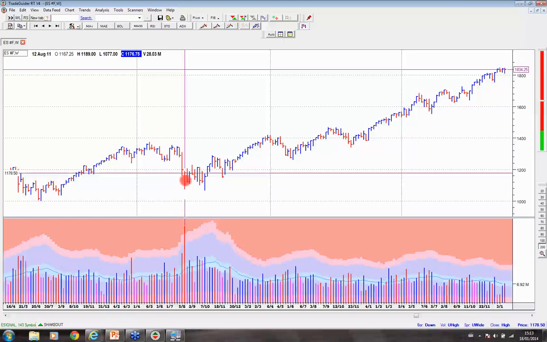What do you all notice about the close of the bar? Just type it in for me. What do you notice about the closing price on this bar with the very massive volume? Just wait for you to type in. What do you notice about the closing price? This is very important about what I'm about to show you.